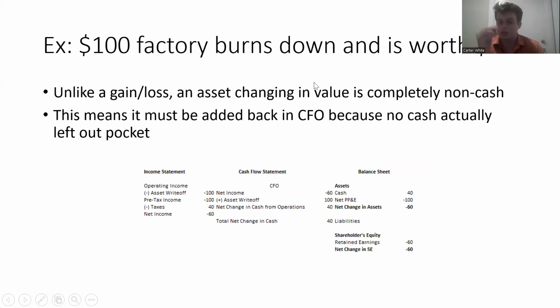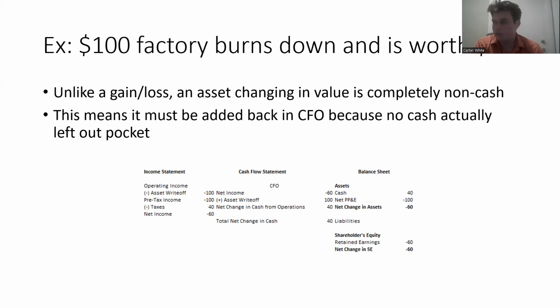Let's say I have a factory worth $100 and it burns down. Oh, sorry, I skipped ahead accidentally. And it's worth $0. Unlike a gain or loss, an asset changing in value is completely non-cash, right?